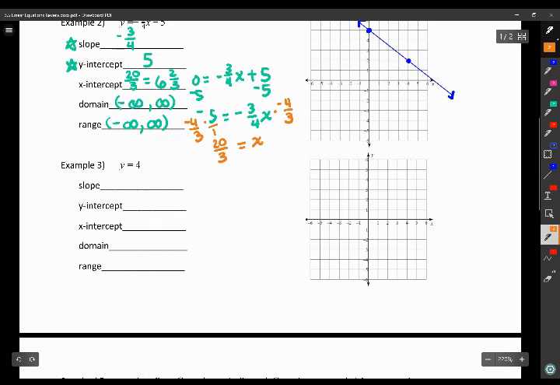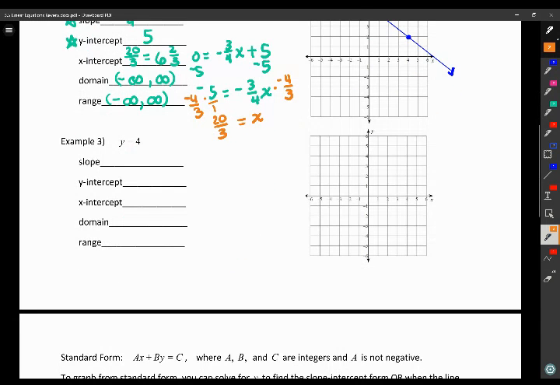So as we look at example 3, we get y is equal to 4. So what that means is y is always 4. We could rewrite this problem to look like y is equal to 0x plus 4, which means my slope is 0 and my y-intercept is 4. And if I put in the y is 0, so 0 is equal to 0x plus 4, there's no way for me to solve for x because x doesn't belong. X isn't there. So that means that there's not an x-intercept.